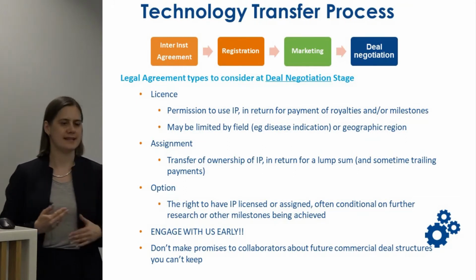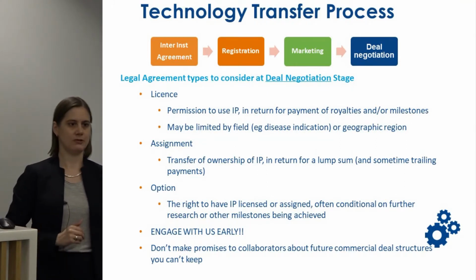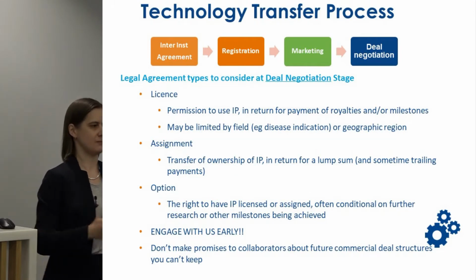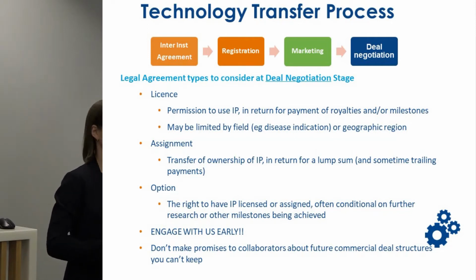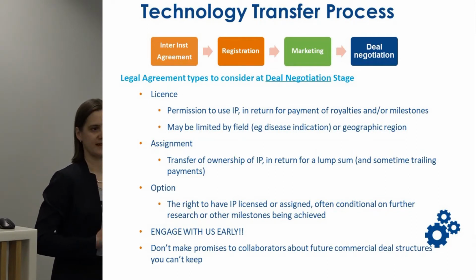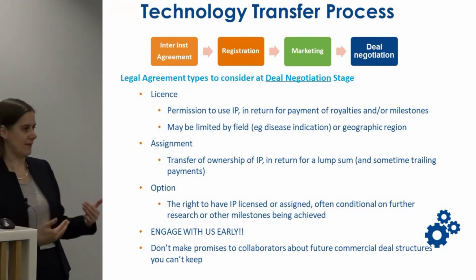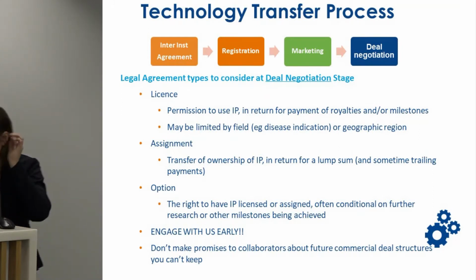An option is kind of like an interim step, saying I'll agree to license or assign to you, but on condition that some other steps are met. So typically the commercial party might want to do some further R&D work or some further trials to work out whether the technology is actually going to do the job, and at that point they'll make the decision whether or not they're going to have the licence or the assignment.